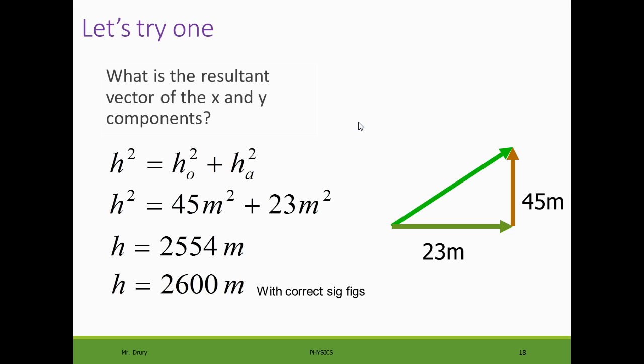Okay, that's pretty much it for using sine, cosine, and tangent. We're going to be applying that later as we learn more about scalars and vectors.